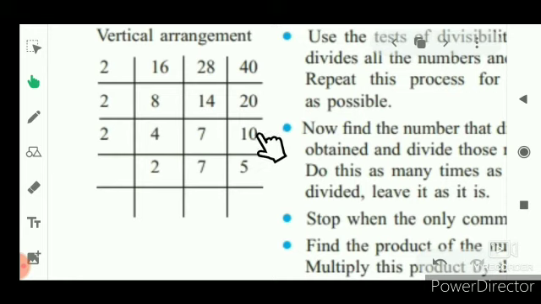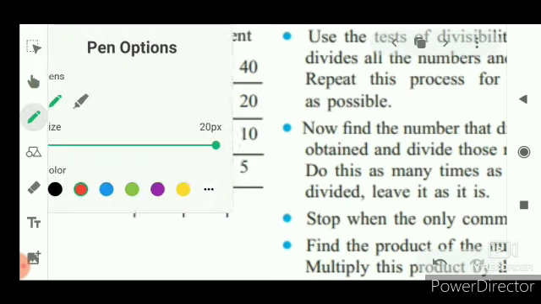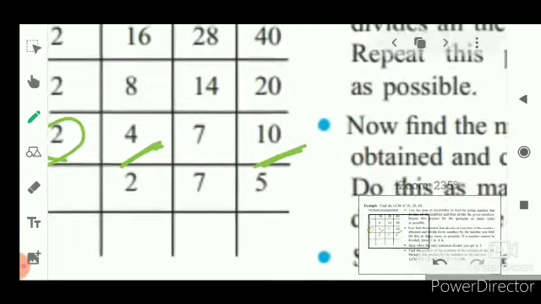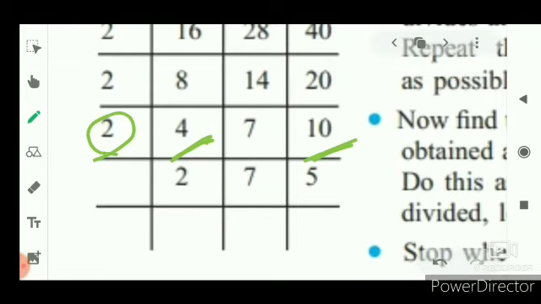Now we will check by which number all these numbers are divisible. No such number exists, but these two numbers, 4 and 10, are both divisible by 2. So we will write 2 here, because two numbers are divisible by a common number 2. We divide by 2, and we get 2 twos are 4, 7 will remain as it is because 7 is not divisible by 2, then 2 fives are 10.